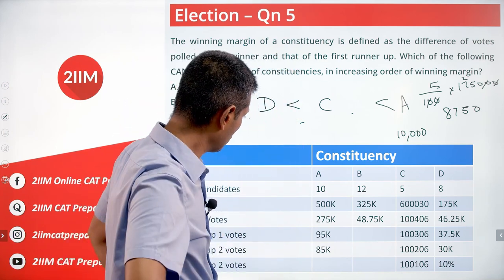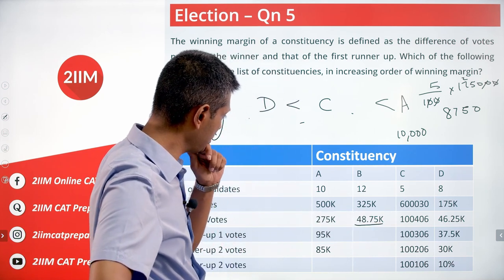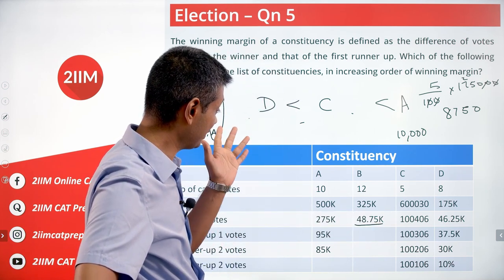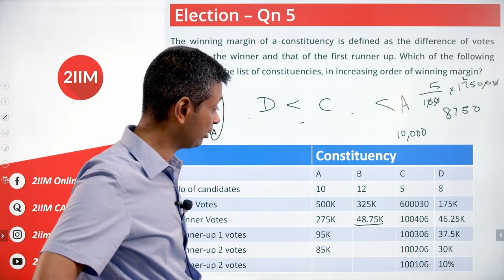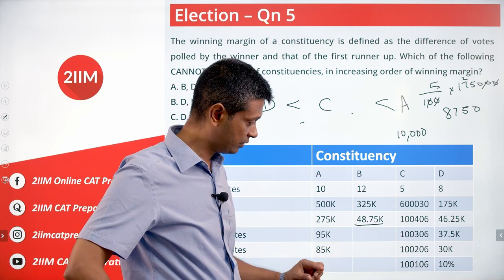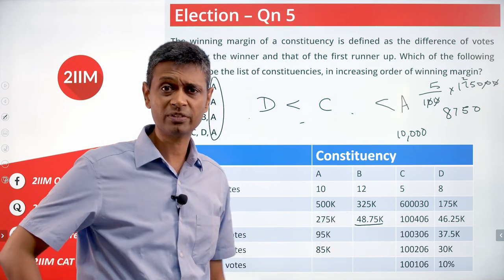Now B, 1 by 48.75, maybe we can find. 11 candidates remaining. Even if all of them got equal, that will be the scenario where the difference will be maximum. So we can find that: 325 minus 48.75.